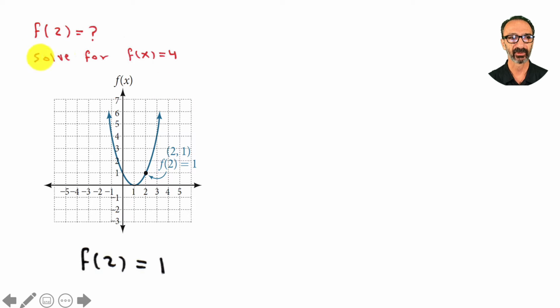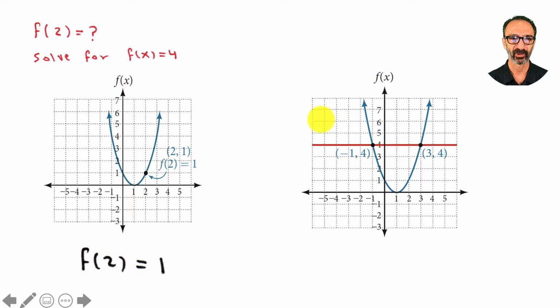Now let's look at the second part, which is the output, which is 4, the y value, leveled at 4. What x values produce y equals 4? Here's a graph. Making a horizontal line at y equals 4, I could see that I have 2 values. When x equals 3, I have y equals 4. When x equals -1, I have y equals 4. So this has 2 answers. F of x equals 4 implies that x equals -1 and x equals 3.